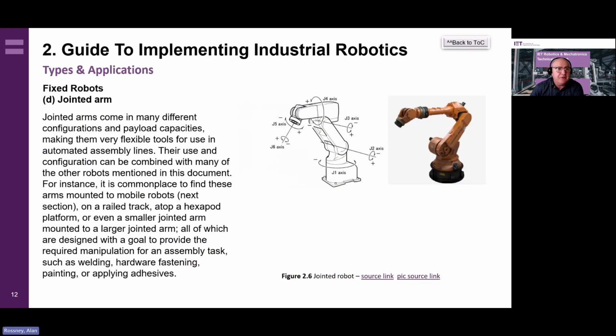For jointed arm robots, then, they come in many different configurations and payload capacities, making them very flexible tools for use in automated assembly lines. Their use and configuration can be combined with many other robots mentioned in this deck. It's commonplace to find them mounted on mobile robots, on a rail track, atop a hexapod platform, or even a smaller jointed arm mounted on a larger one, all of which are designed with a goal to provide the required manipulation for an assembly task. An example would be welding, hardware fastening, painting, or applying adhesives, as you might do, say, in the automotive industry.